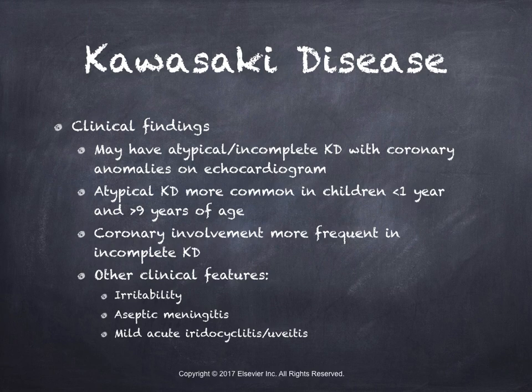Some may have an atypical presentation, an incomplete KD, but they will have coronary anomalies on echocardiogram. One of the most significant complications of Kawasaki disease is coronary artery aneurysms. They can become very irritable, have aseptic meningitis, and mild eye findings, including uveitis or iridocyclitis.